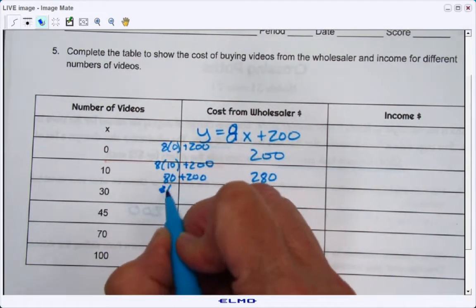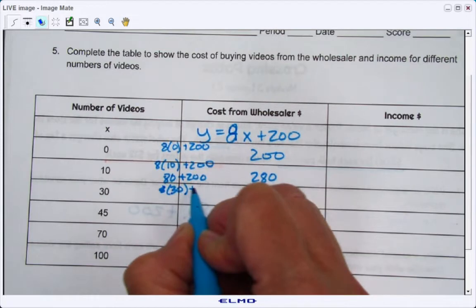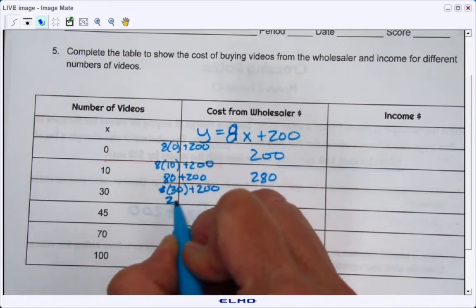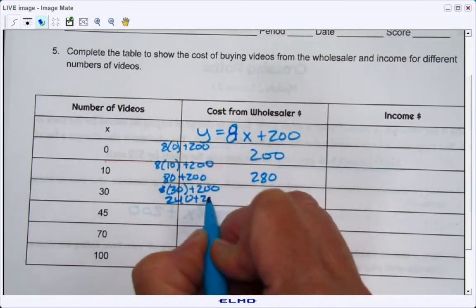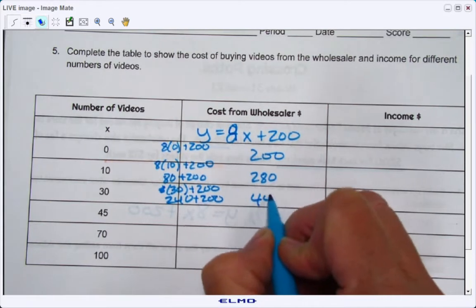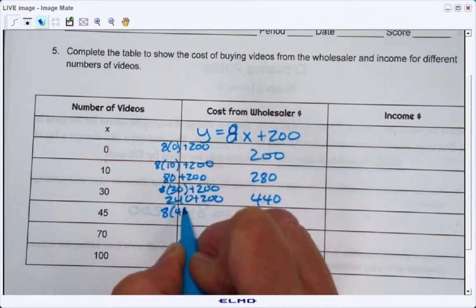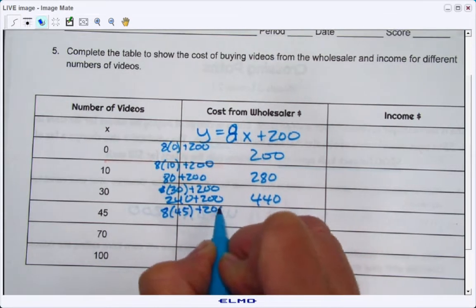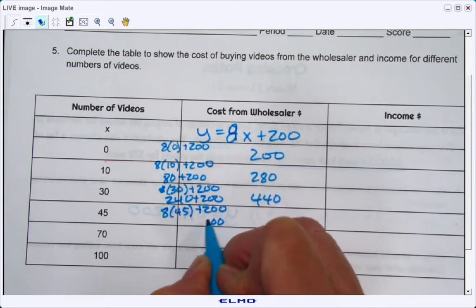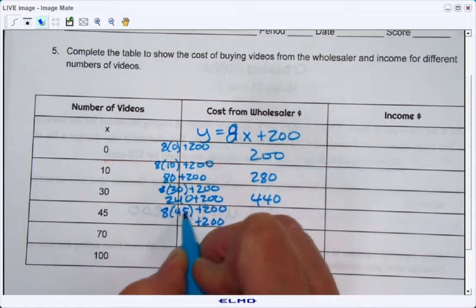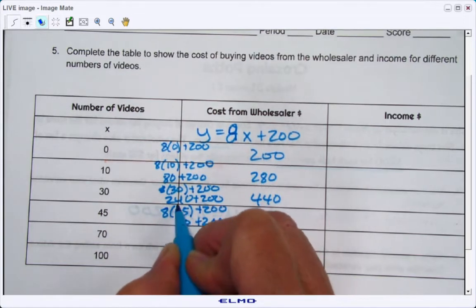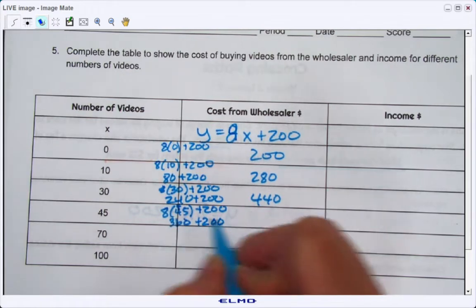I take 8, I multiply it by 30. We already did this one. I should just look over on the other page, and we get 440. Then I take 8 and I multiply it by 45 and add 200. So that 8 times 5 is 40. That's 32 plus 4, so 360.